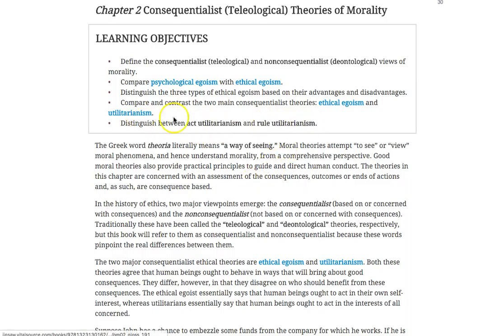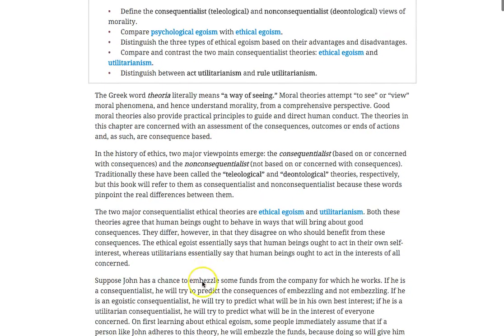When you look at utilitarianism and when you look at ethical egoism, you want to compare them. So you want to be able to give me a fairly good definition of psychological egoism versus ethical egoism, and a good distinction between act utilitarianism and rule utilitarianism, all of which I'll be discussing in a seminar throughout the term as well.